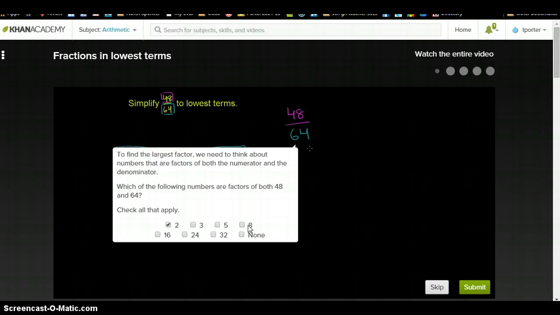What about 8? Can you divide 48 by 8? Yeah. Can you divide 64 evenly by 8? Yes. So let's check 8. So go ahead and list these out for me. 2 and 8, those are factors of 48 and 64. What about 16? Don't know, right? Let's do that on your paper. Go ahead and I want you to take 48 divided by 16. 64 divided by 16.